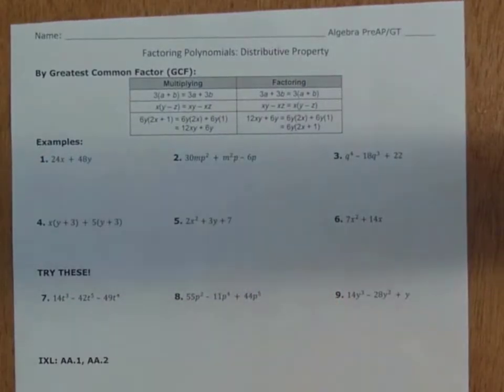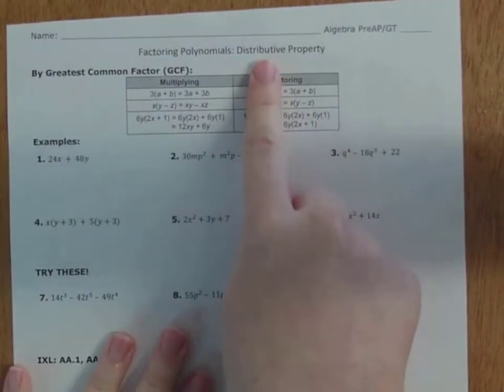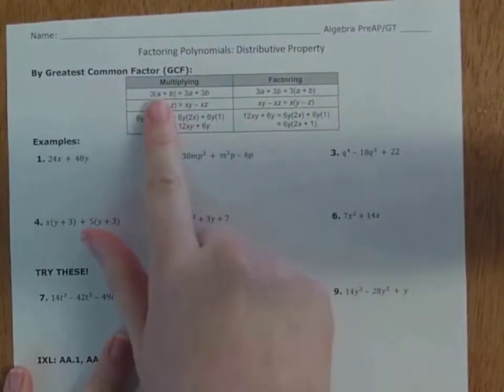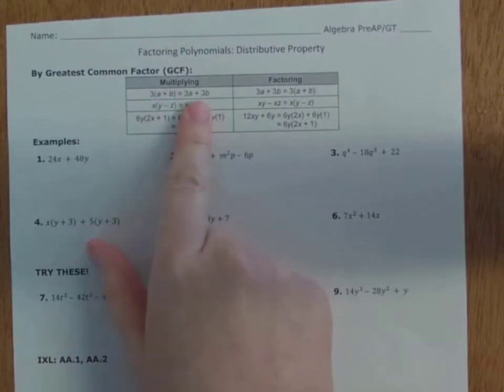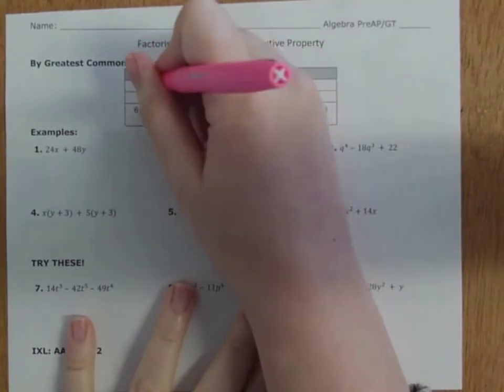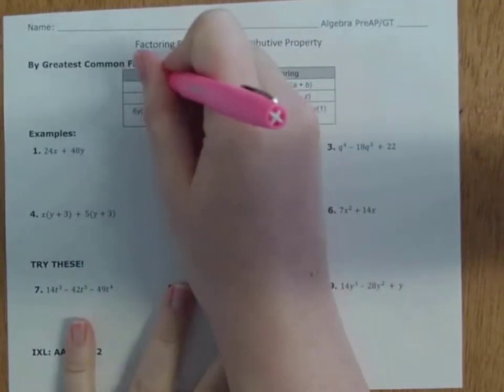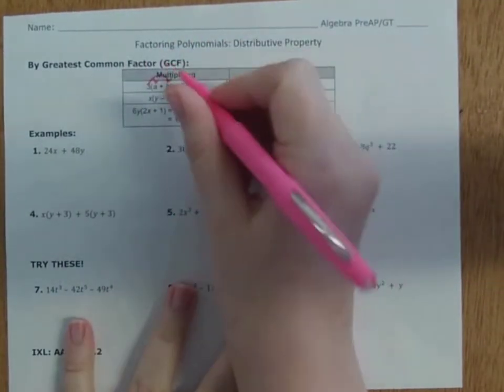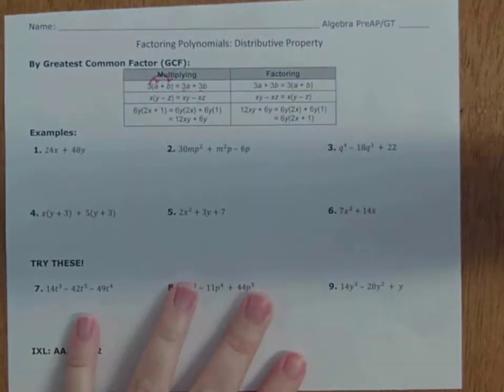Okay, so we're going to start factoring polynomials today. And the thing about factoring polynomials is it has to do with what we did last week when we were multiplying, because of the distributive property. So looking at this first example, when you multiplied last week, you would say 3 times A plus 3 times B gives me 3A plus 3B.